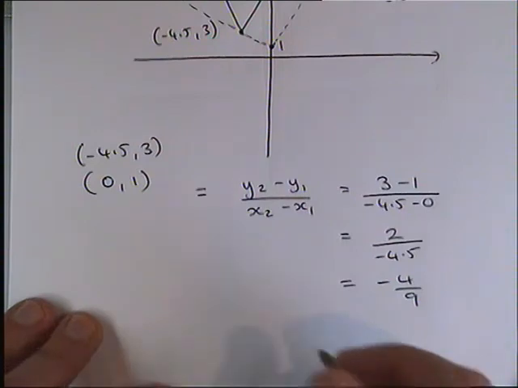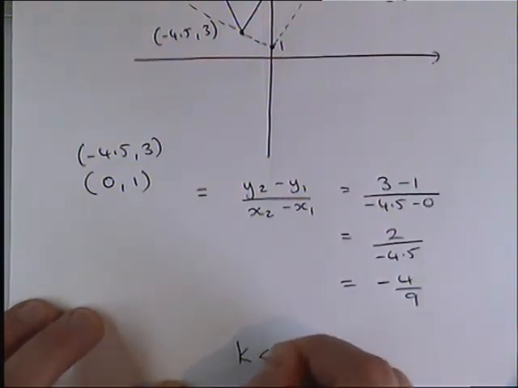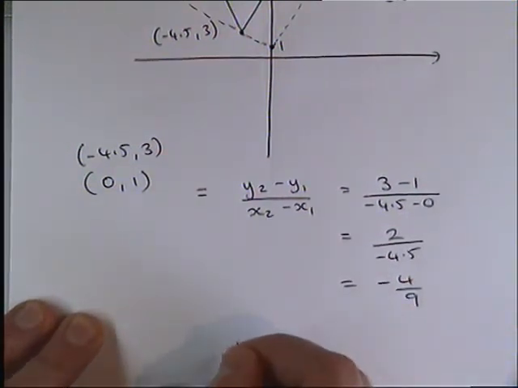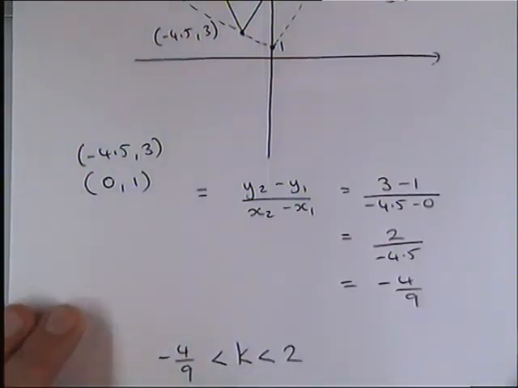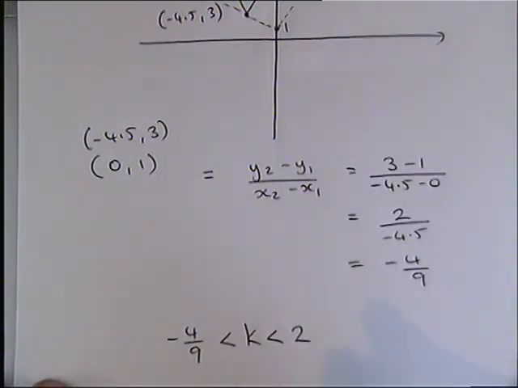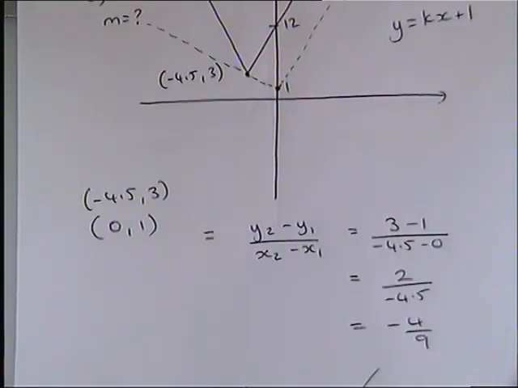Okay, so putting that all together into a statement for k, we know that k has got to be less than 2, but it has also got to be greater than minus 4/9. That is the final answer you need.